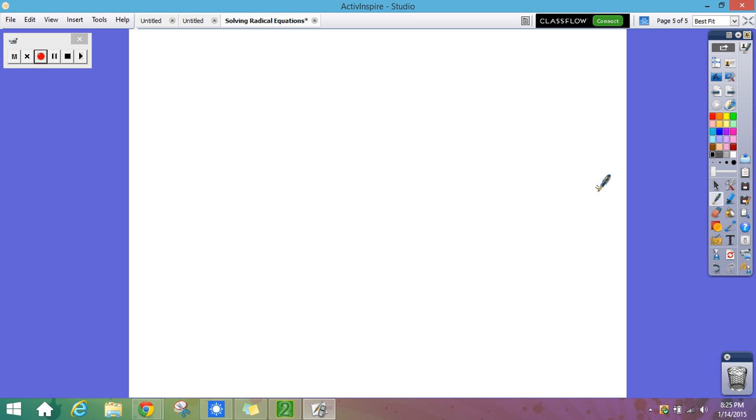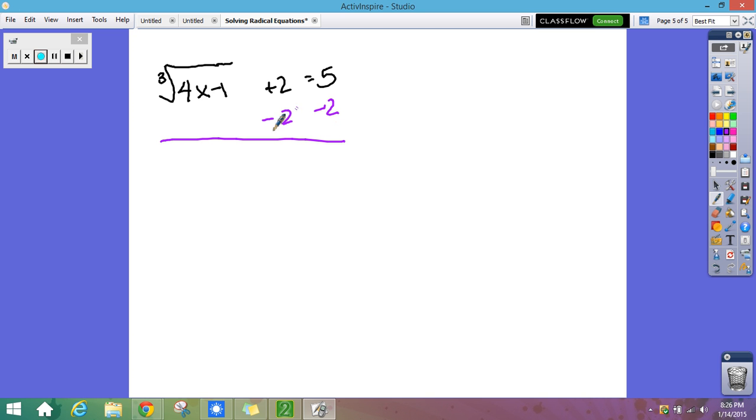As you can tell, I worked out these problems and did one recording, fumbled it, had to do it again. All right, here we go. Here's another problem, a little different. We have the cube root of 4x minus 1 plus 2 equals 5. So we have to start out by isolating the radical. That's what I mentioned in those directions. We're going to start by subtracting 2 from both sides, and we end up with the cube root of 4x minus 1 equals 3.